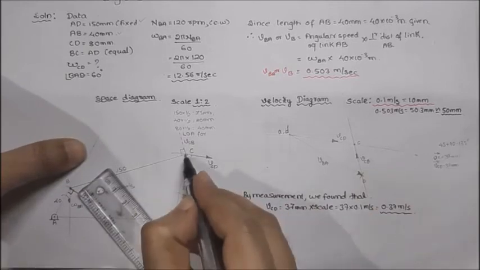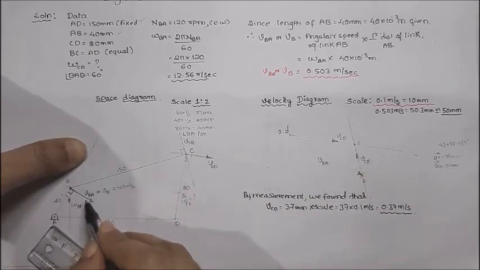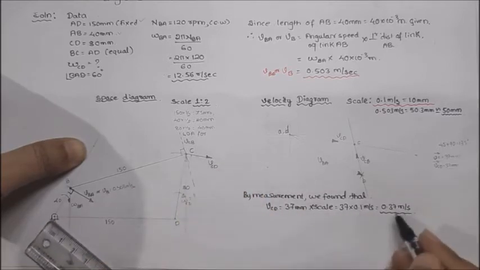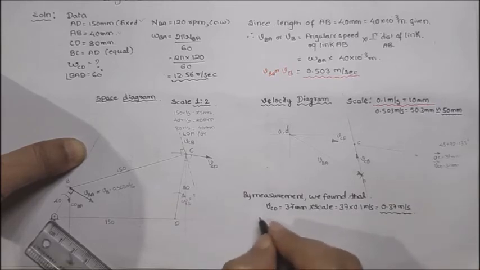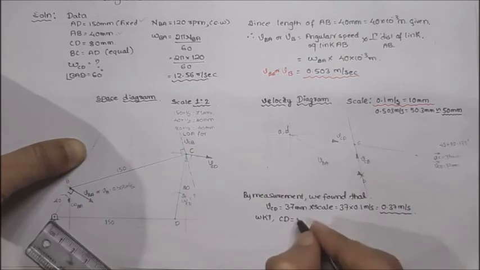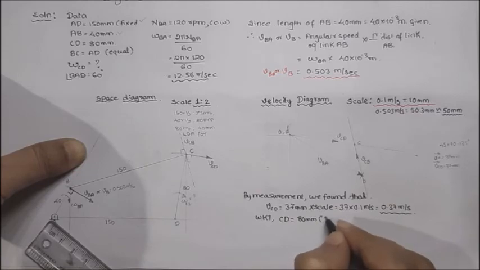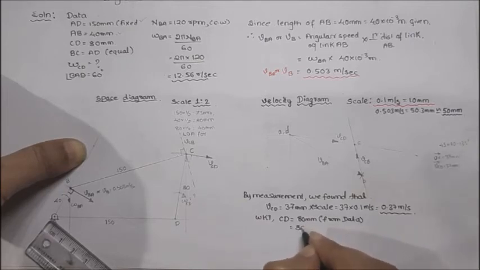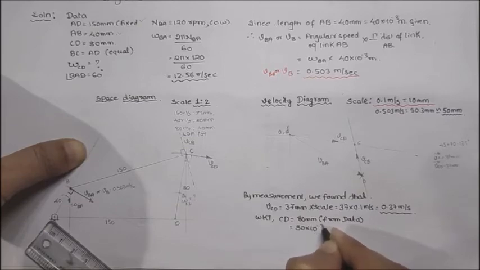That is, at this particular point, like velocity of B with respect to A, like that velocity of C with respect to D, that is 0.37 meters per second. And we know that CD we have here, that is 80 mm. So that only we should take, not the reduced scale, CD from data. Reduced scale, convert it into meters, better. So we'll forget otherwise.